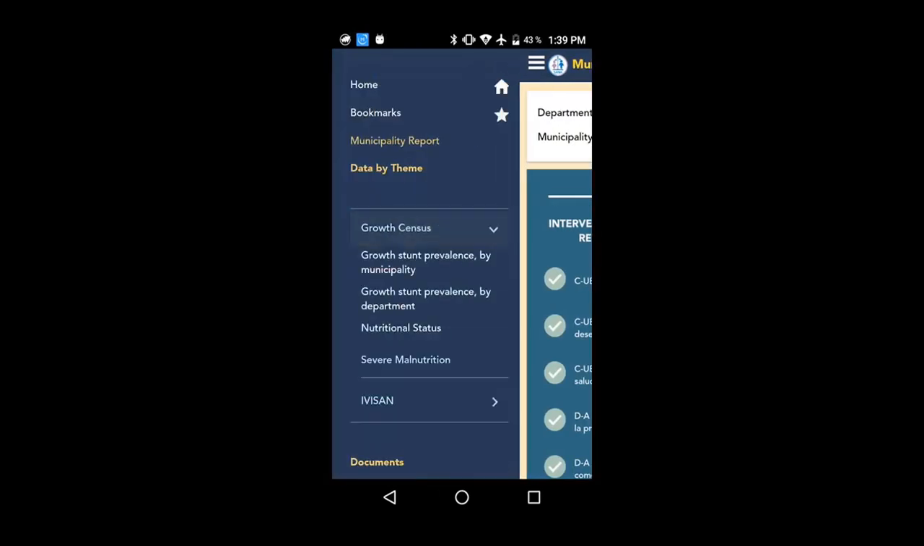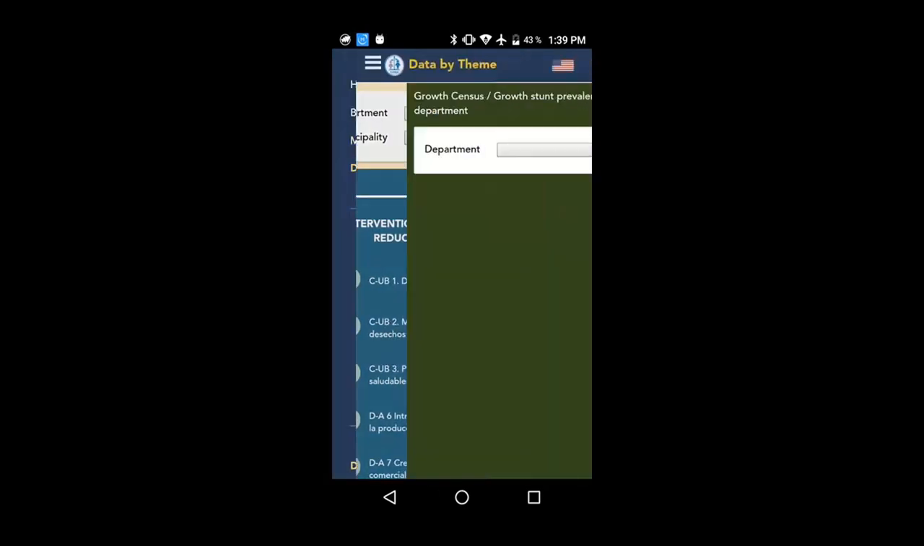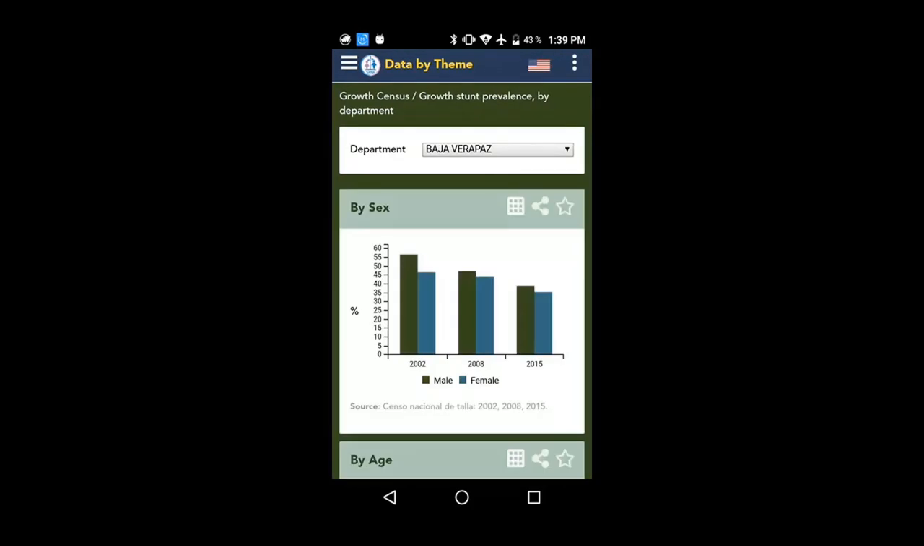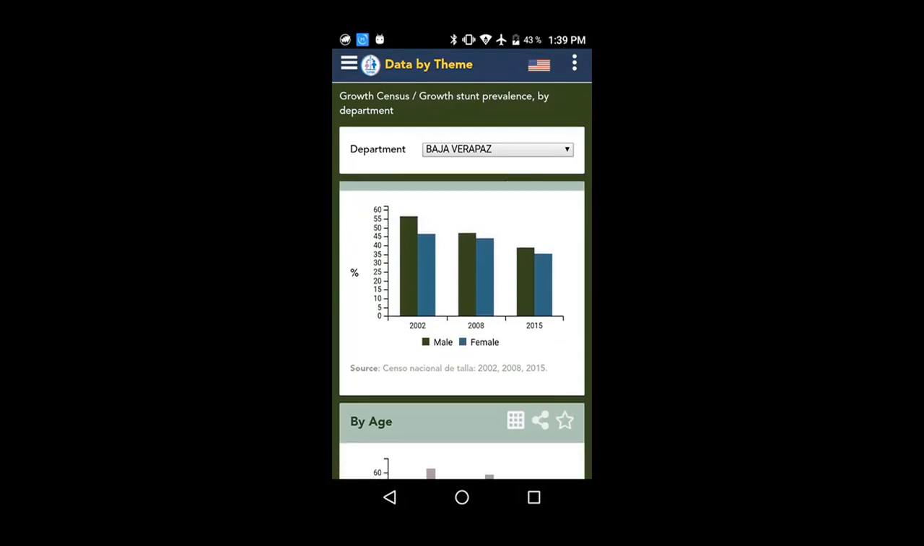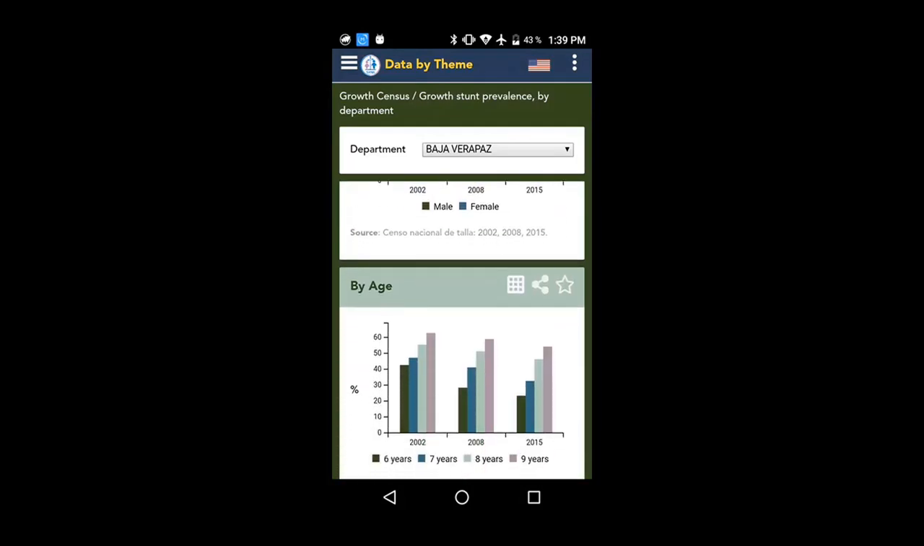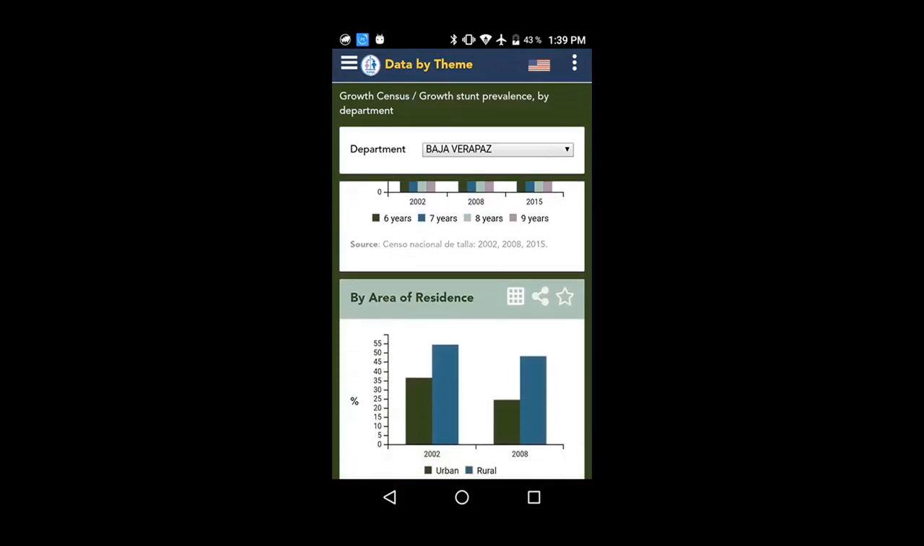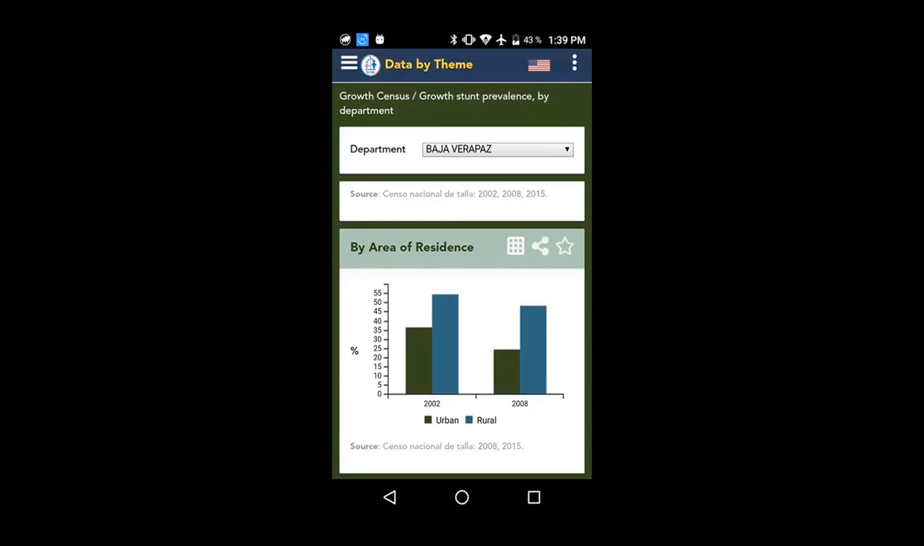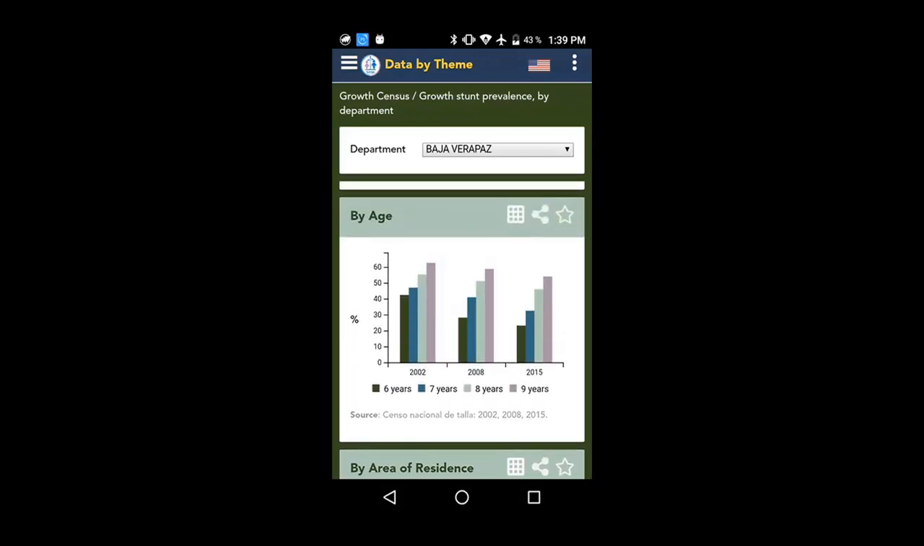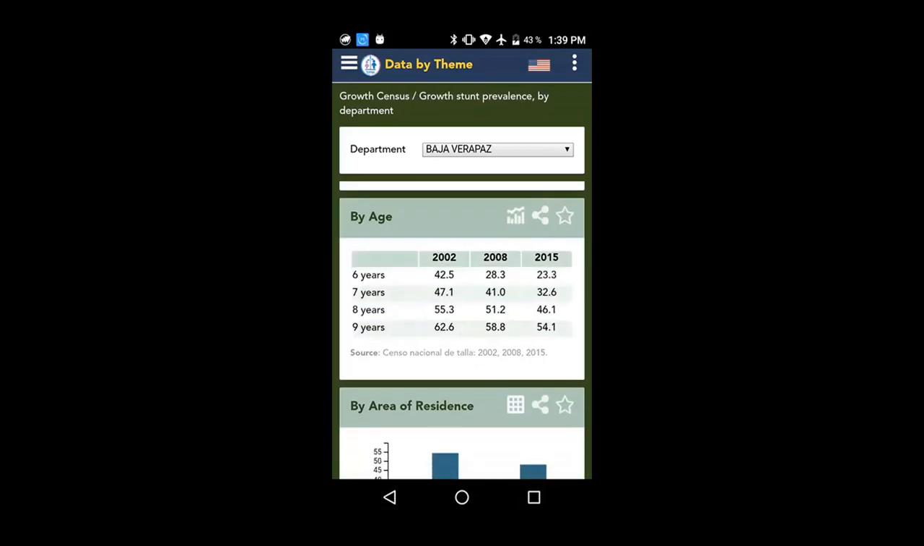If you were to look at data by theme, you basically choose the indicator that you are interested in, and it will show you a screen with that indicator with the different breakdowns that are available for it. So for instance, we see here that indicator by sex, age, or area of residence. Not only can you see the graph, but if you click on the icon that has a grid on it, you can see the actual data for the graph if you prefer that.